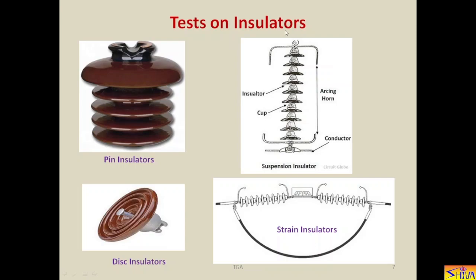So here in this slide, I have shown different types of insulators. This is pin type insulator. In case of pin type insulator, conductor is on the top and lower pin is grounded. This is disc type insulator or suspension insulator. Conductor is at the bottom and top pin is grounded. When a number of discs are connected in series and they are connected in vertical position, it is called as suspension insulator or string of the insulator.